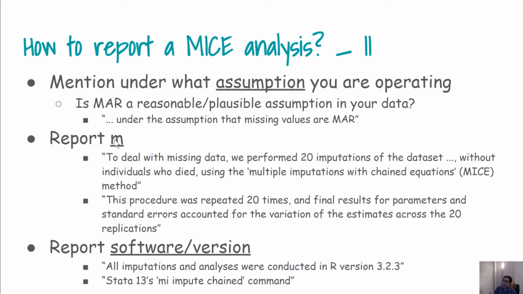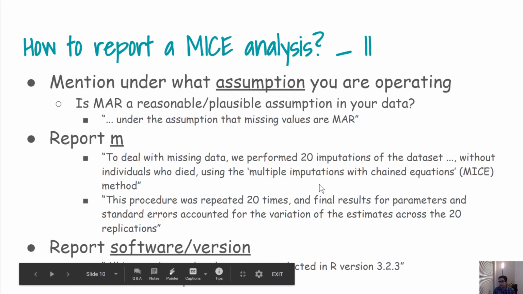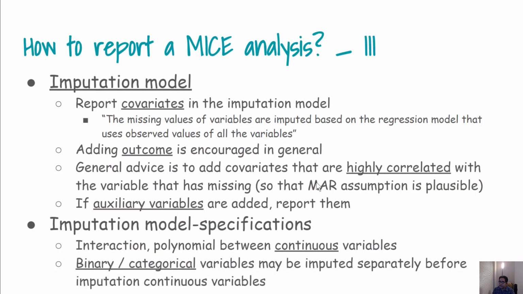You have to report the M. Is 20 your M or 5 your M? The more is better, based on the computational resource that you have in your hand. Also you need to report the software version, because many softwares have many different defaults. You have to be very clear about the imputation models. What are the covariates that you are using? Did you include the outcome variable? Are you including any of the auxiliary variables? Are you using any of the covariates that are highly correlated? The more variables that you add, the more the MAR assumption is becoming plausible.